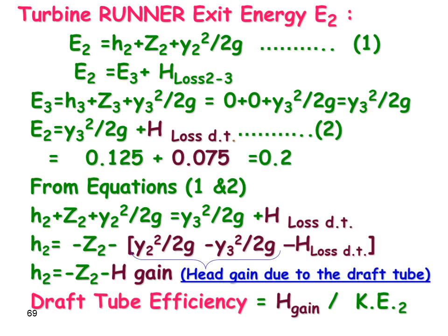If we equalize both equations, we can find E2 equal V3 square over 2g plus H loss in the draft tube. Okay, and if we substitute by the values before, we can find that E2 equals 0.2 meter, very small compared to 10 meters available. Now, from equations 1 and 2, we can find that H2 plus Z2 plus V2 square over 2g equals V3 square over 2g plus H loss in the draft tube.